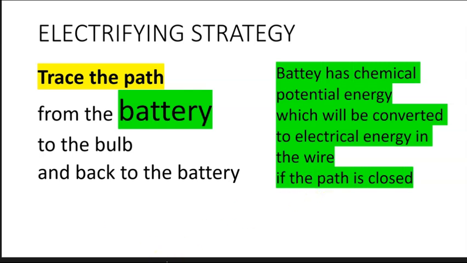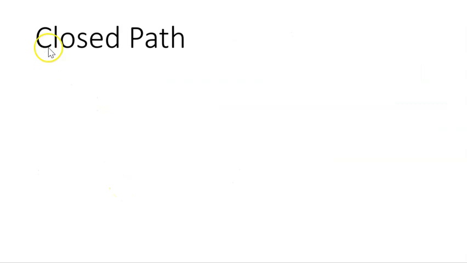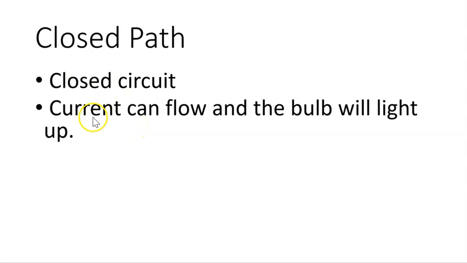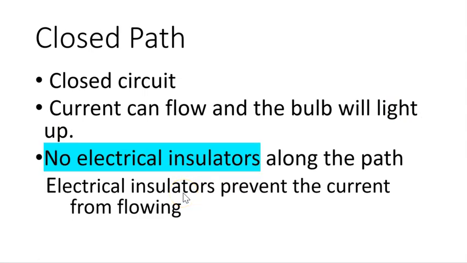Now let me repeat this strategy again. You have to trace the path from the battery to the bulb and back to the battery again. What do I actually mean by closed path? It is actually a closed circuit. Current can flow and the bulb will light up. If this is a closed path, there won't be any electrical insulators along the path. Electrical insulators prevent the current from flowing.